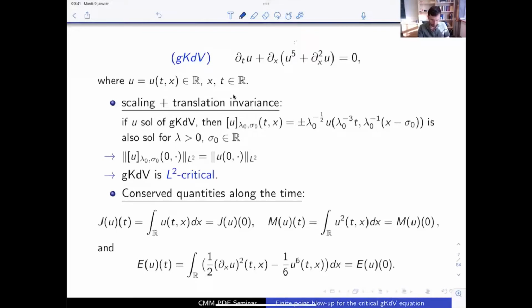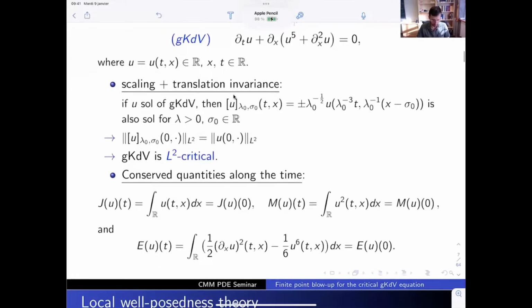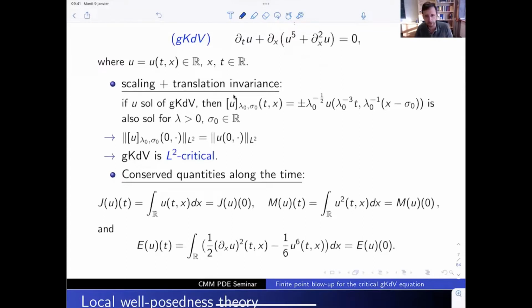However, it still has a Hamiltonian structure. You have three quantities which are conserved along time: J, which is just the integral of u; what I call the mass m of u, which is the integral of u squared; and E of u, like an energy or Hamiltonian, which is the integral of 1/2 (d_x u)^2 minus 1/6 u^6. Those three quantities are conserved, and of course this will be fundamental in the analysis here.